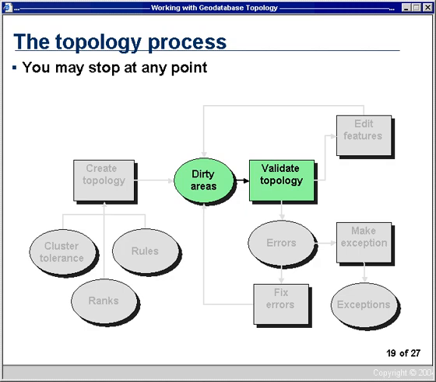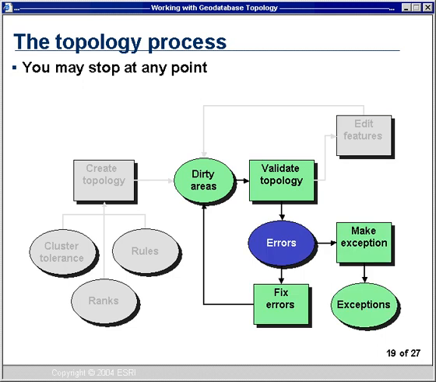So we'll go back to this topology process slide, and we've done a lot of work in setting up our topology and validating it and finding some errors. Now what can you do once you find errors? We've got dirty areas here, of course, when either we make edits or the topology is created, and then we validate the topology, and then there's 2 ways we can go. We can either go and maybe edit some features if we decided we need to edit some of our features, do some topological edits or any edits to any of the features you have. That'll make a dirty area, and then we'll need to validate again.